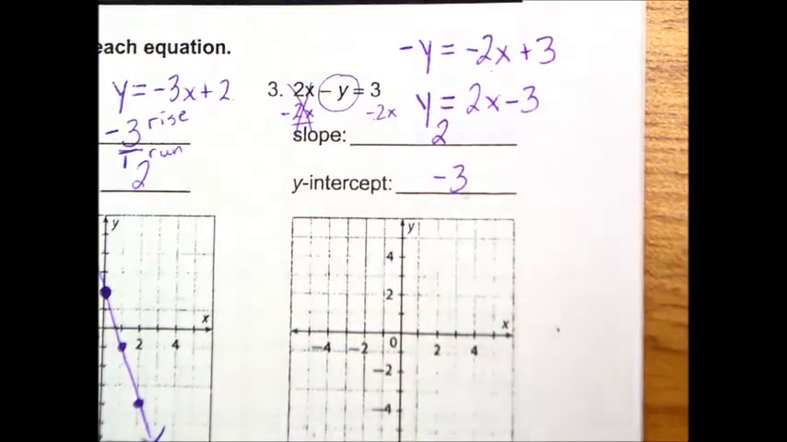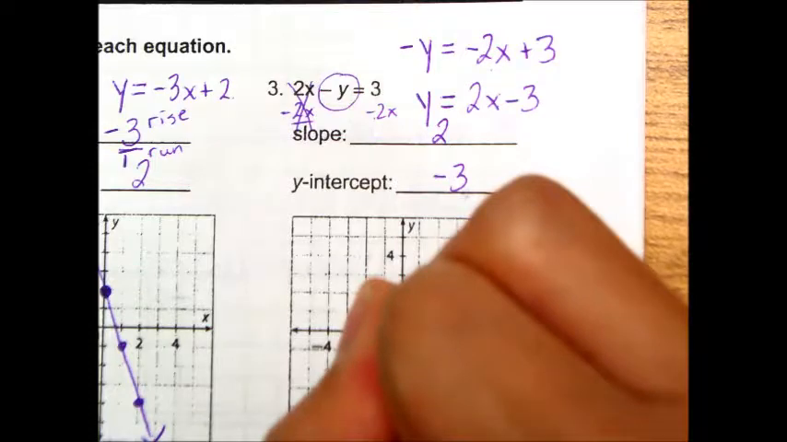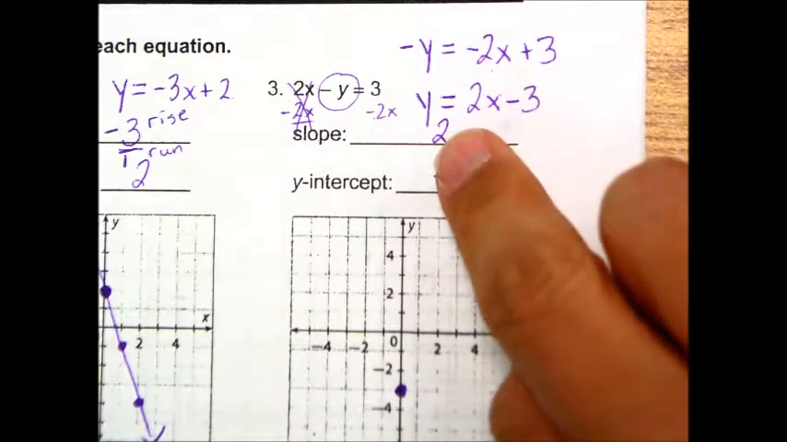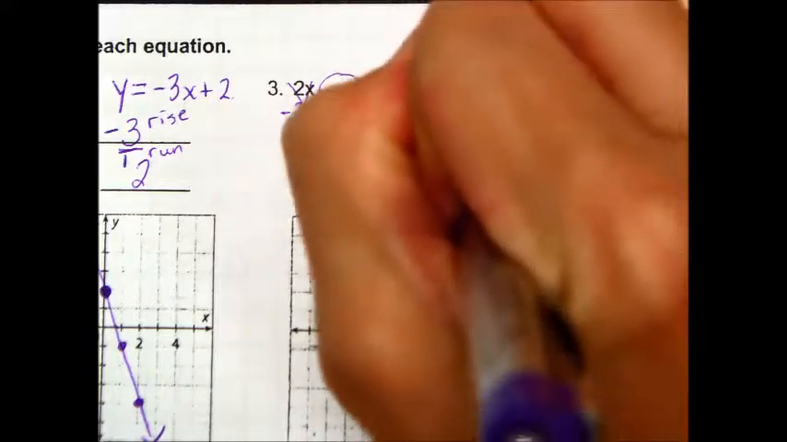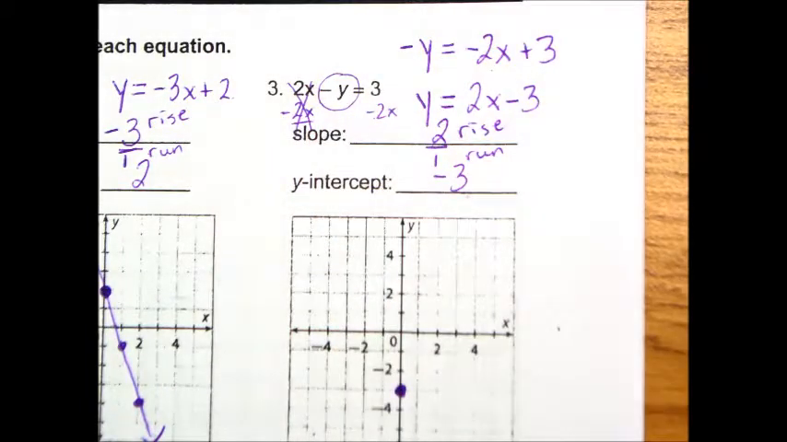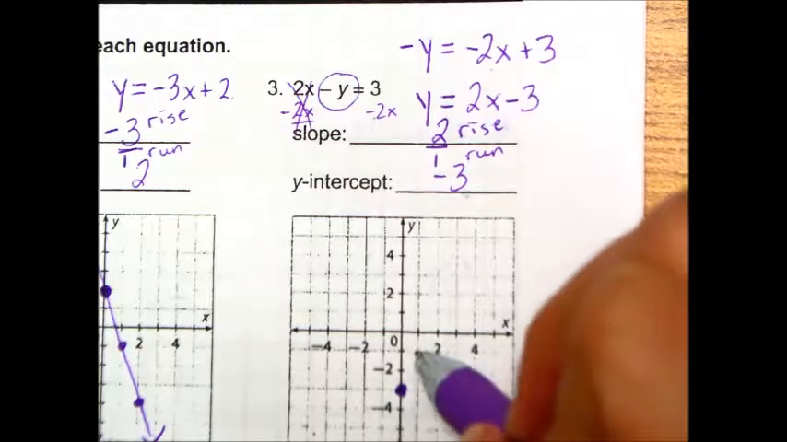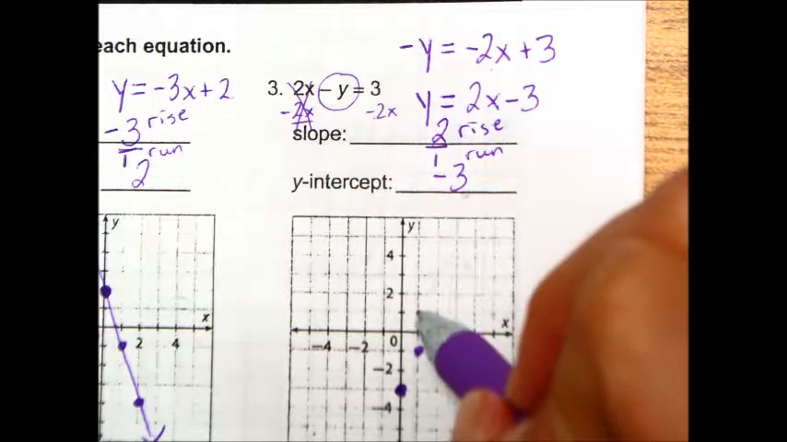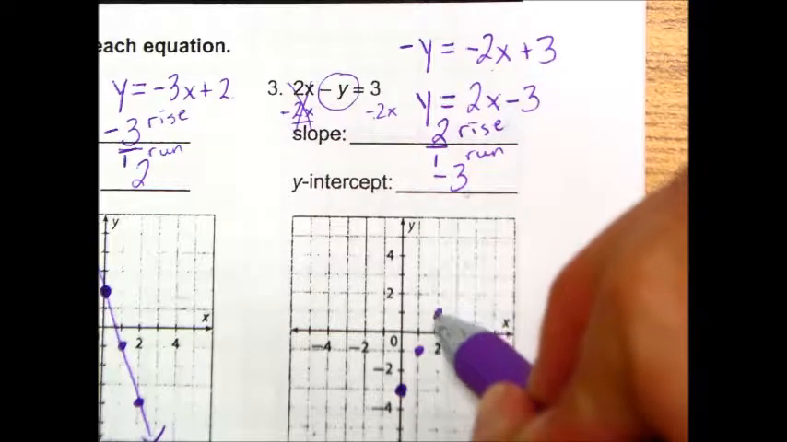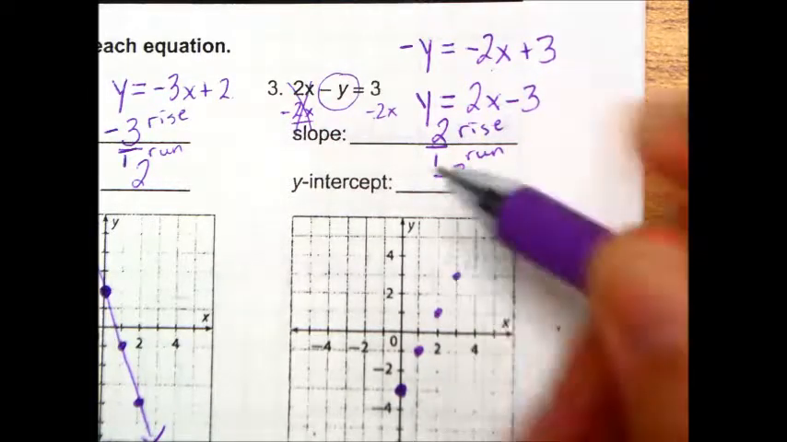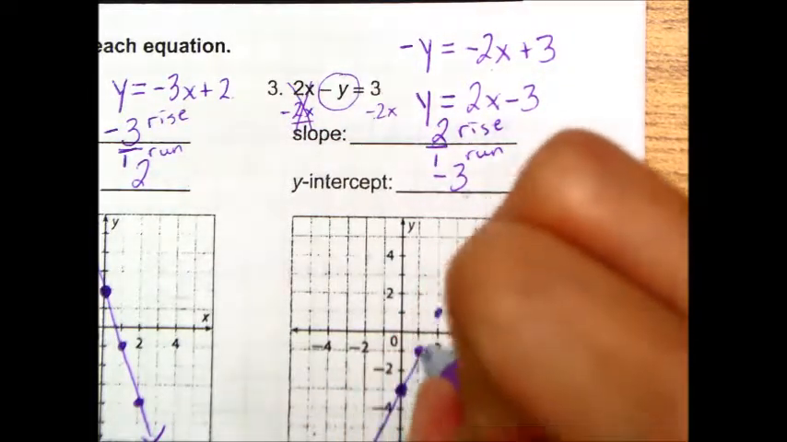Your starting point for your graph would be at -3. Your slope is 2, so you can think of that as 2 over 1, where your rise would be 2 and your run would be 1. So from this dot, I'm going to go up 2 squares, right 1, up 2 squares, right 1, up 2 squares, right 1, and so on.